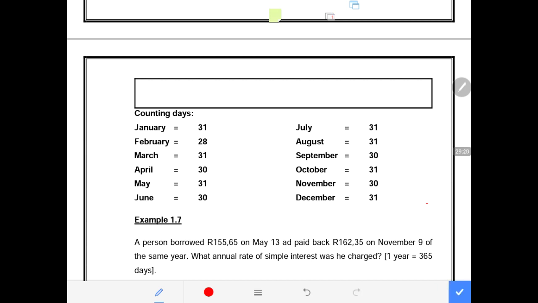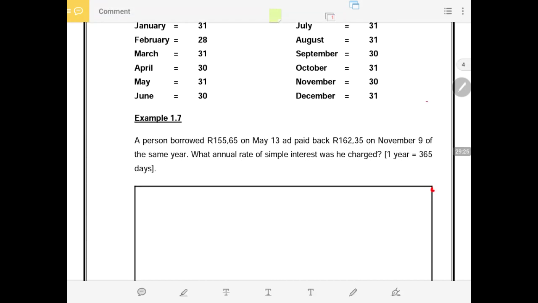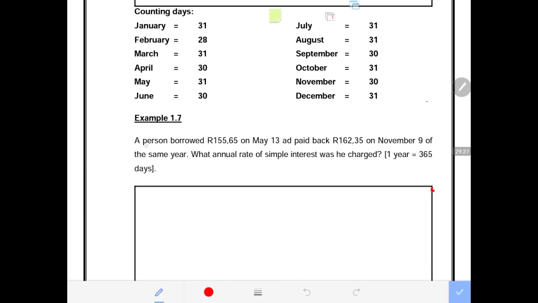Now, let us continue on that note, looking at the calendar and knowing that we'll need it as soon as possible. It says a person borrowed 155.65, meaning 155 rand 65 cents, on the 13th of May. That means it is somewhere in the month of May, on the 13th of May. Therefore now it will be 31 minus 13, so that we get to know the other days, which we call the unexpired period.